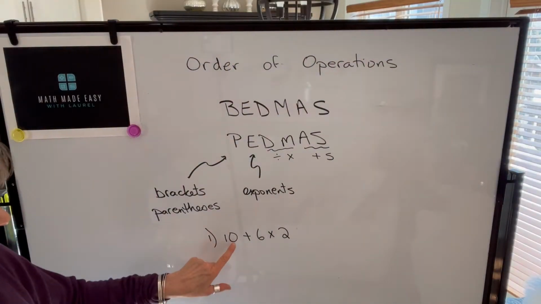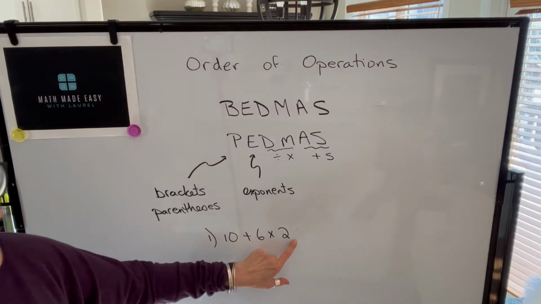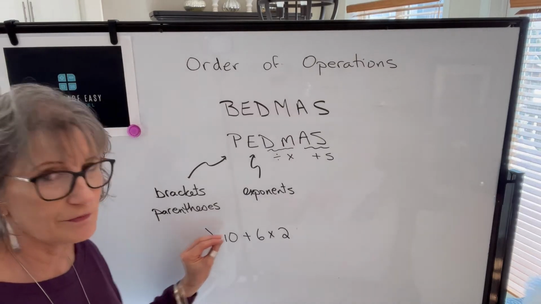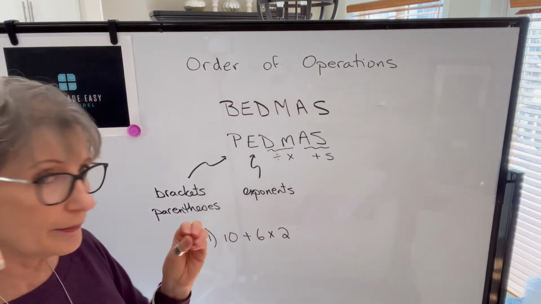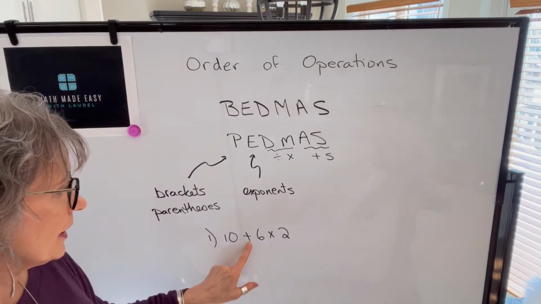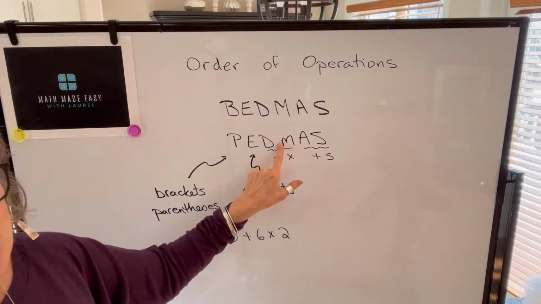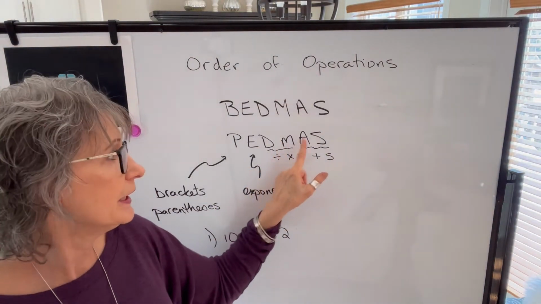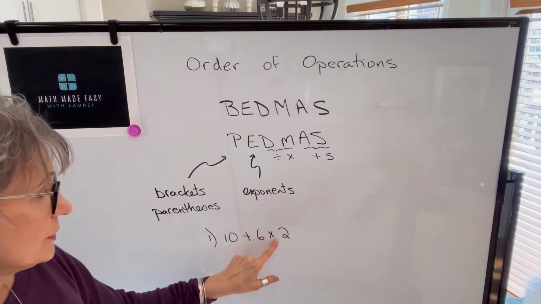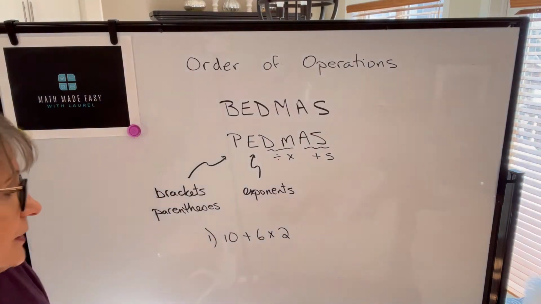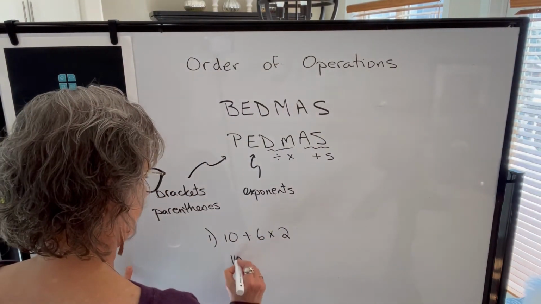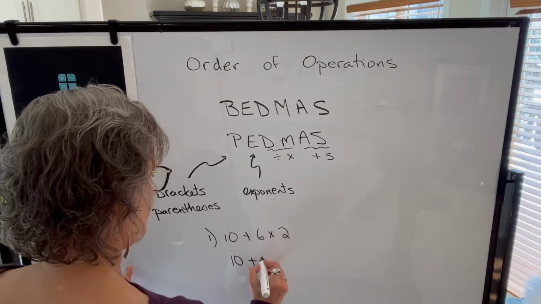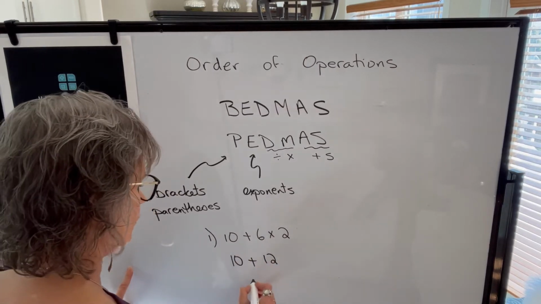My first example, if I have 10 plus 6 times 2, I do not work left to right. I have to look at my order of operations. I have addition, I have multiplication. Multiplication has higher precedence or priority than addition. So I need to do multiplication first, then addition. So 6 times 2. Now I can do my addition.